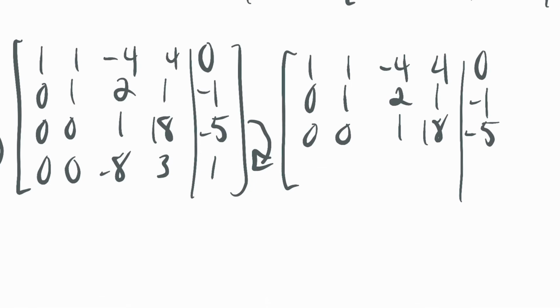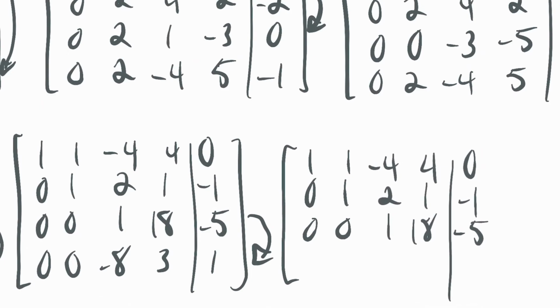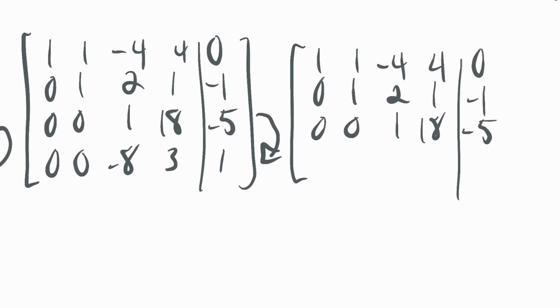If I multiply this by 8 and add here, I get 0, of course. That's why we're using the 8. So 0, 0, 0. This times 8, let me grab a calculator so I don't make a mistake at this point: 18 times 8 is 144, plus 3 is 147. This times 8 is -40, plus 1 is -39.